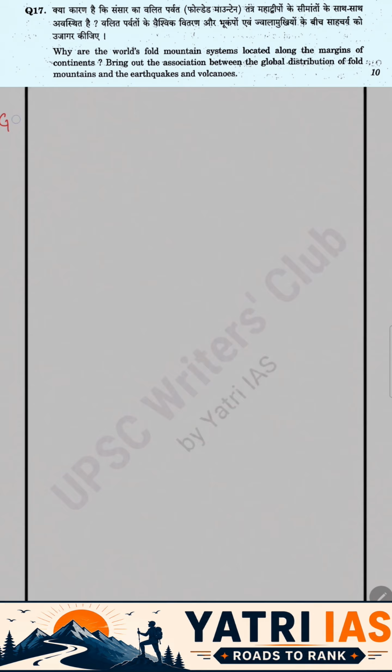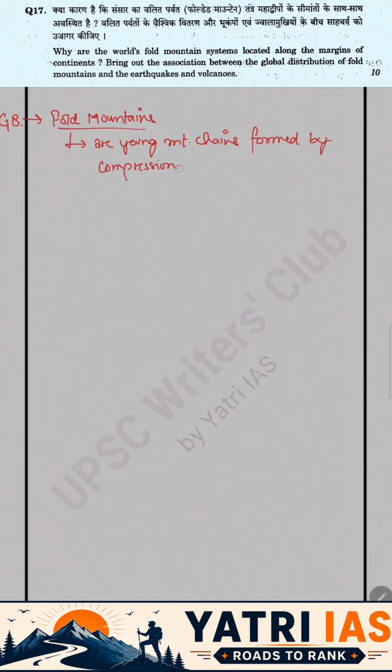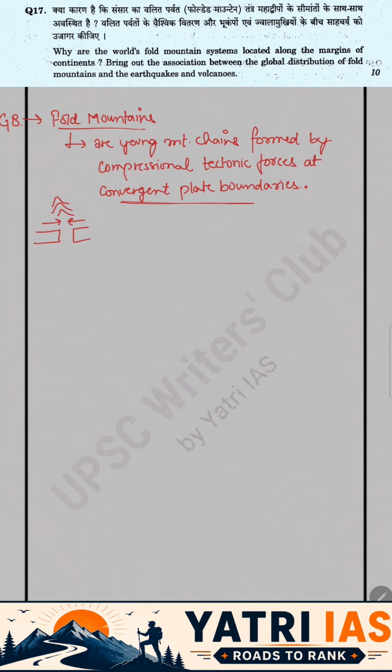Thank you. Today's question is asking about fold mountains. So initially you have to mention a brief definition of what fold mountains are, and fold mountains are nothing but young mountain chains formed by compressional tectonic forces at convergent plate boundaries. You have to highlight this because this is very important. These are two belts, and when they converge, it leads to mountain formation.